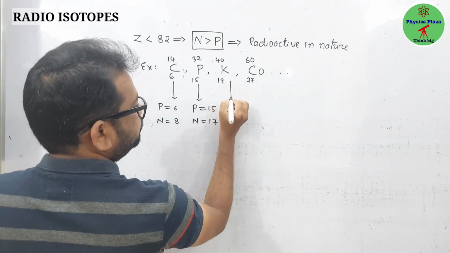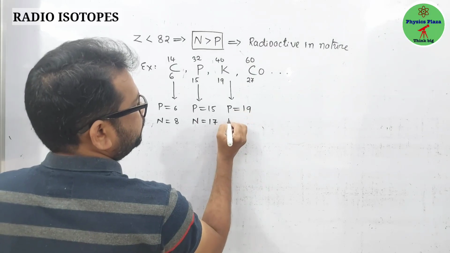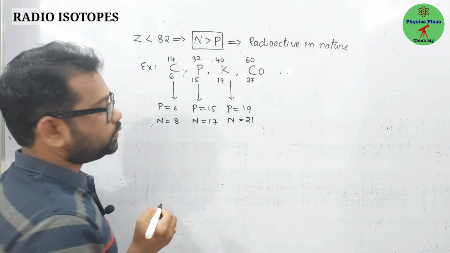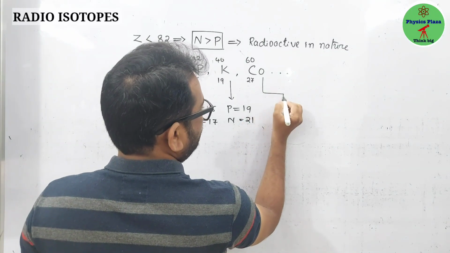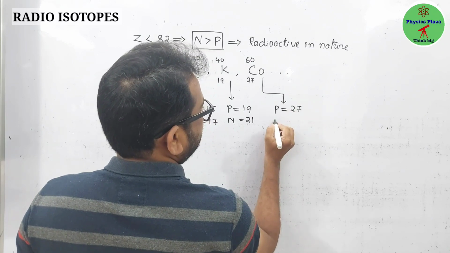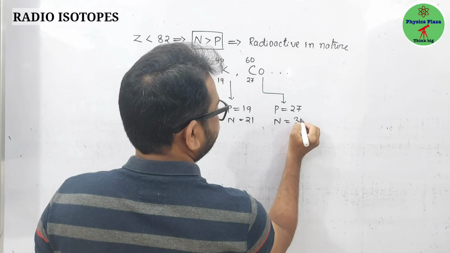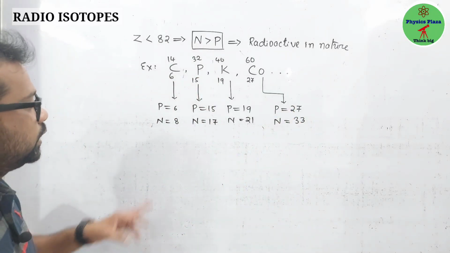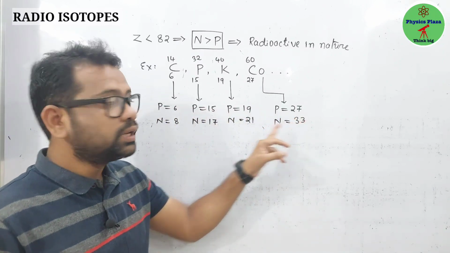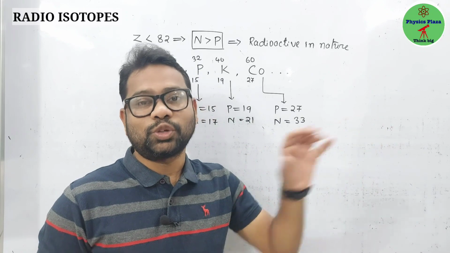Next, come to potassium. The number of protons is 19 and the number of neutrons, if you can see, is 21. Okay, and come to cobalt. Here the number of protons is 27 and the number of neutrons is 60 minus 27, which is 33. So if you can see, the number of neutrons is greater than the number of protons. These kinds of isotopes only we call radioisotopes.